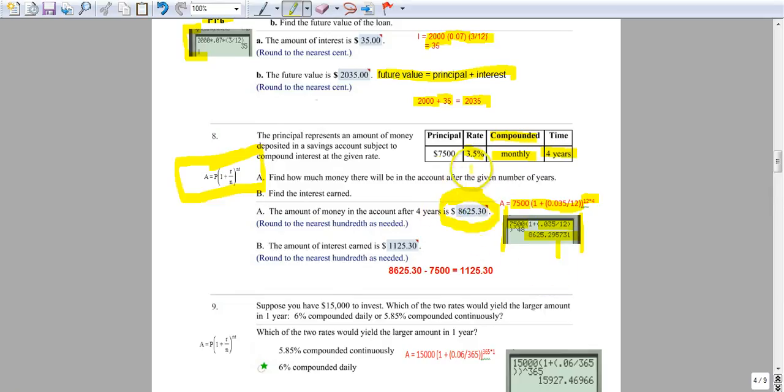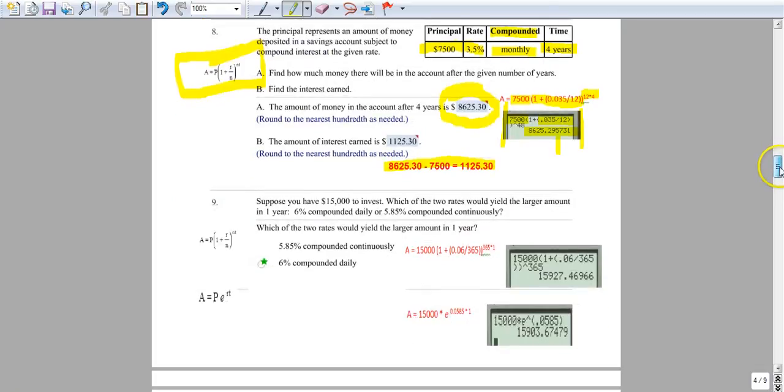So what's the amount of interest earned? Take that number, the total amount, and subtract the original amount you invested, which was $7,500. By subtracting that, you get $1,125.30. So that's how much interest was earned.